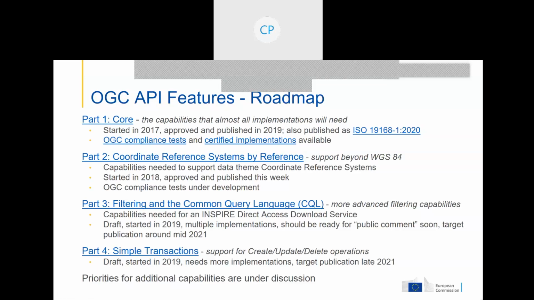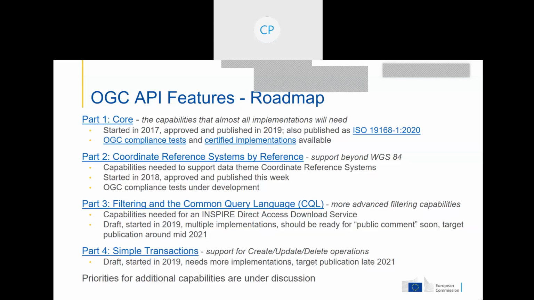Then there is a second part, which is also relevant for Europe, because part one focused only on WGS 84 as a coordinate reference system, and part two supports additional coordinate reference systems by reference. That means we only use identifiers, basically the EPSG or OGC CRSs that are most commonly used. That is really needed in Inspire to support coordinate reference systems.